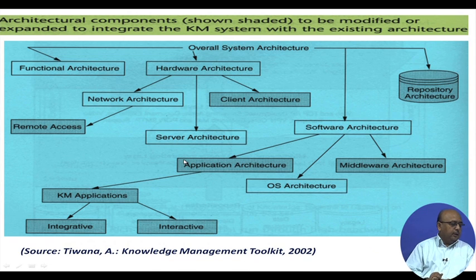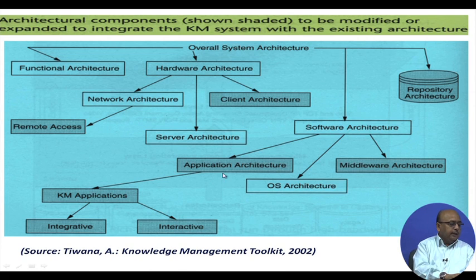And then see what happens. See, this is the architecture, basically this architectural component that is to be modified in order to see that it is not only integrated, but interactive. See, this is the overall system, this is the hardware part, this is the functional architecture, this is the network architecture, this is the client architecture. So from hardware you have server, and here the repositories are there, right, and then you have software and then you have hardware. So this is related to the hardware part, this is related to the software part.